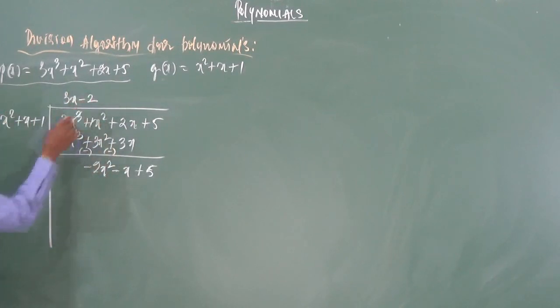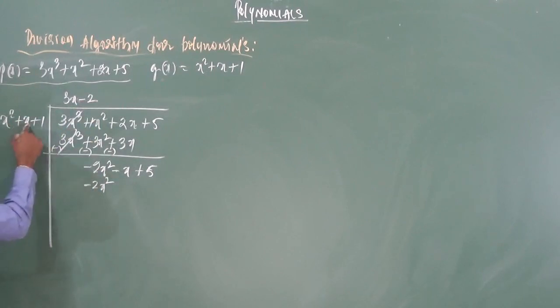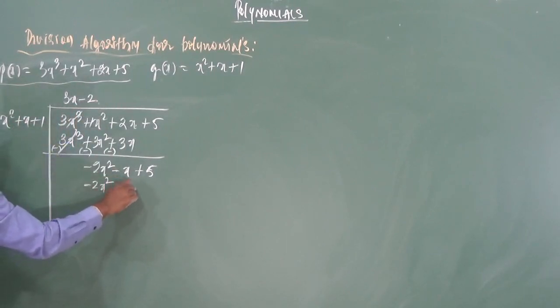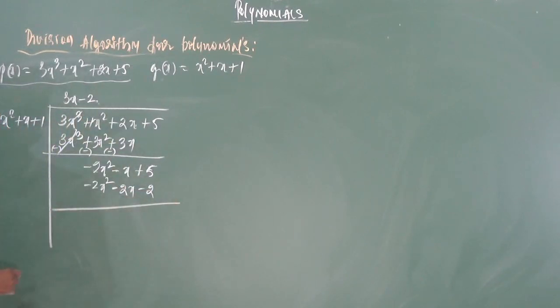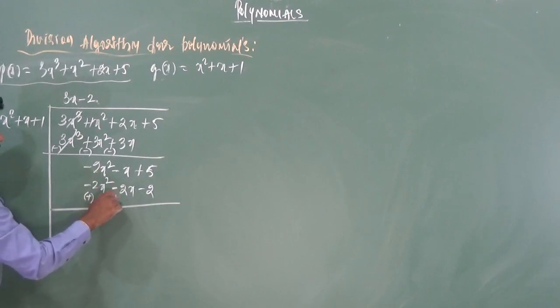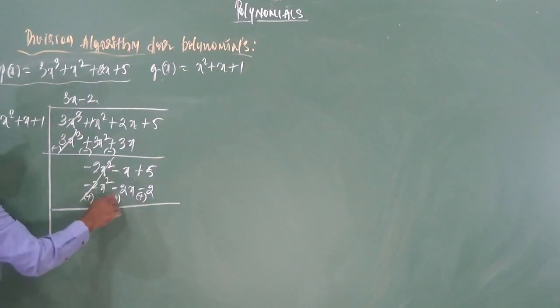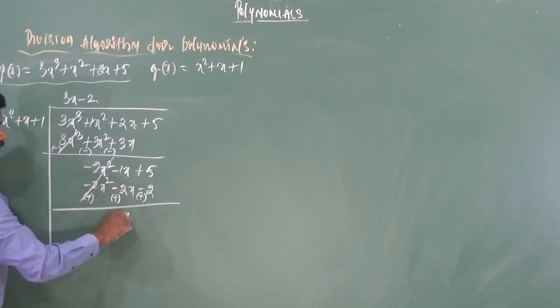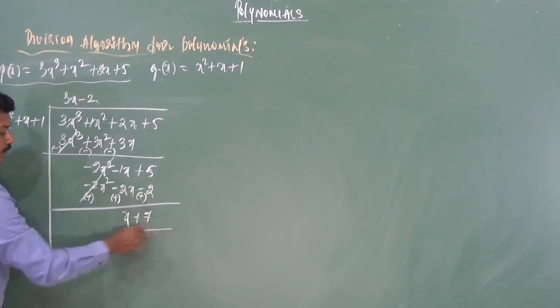It is minus 2. x square into minus 2 is minus 2x square, plus x into minus 2 is minus 2x, plus 1 into minus 2 is minus 2. Okay, we'll subtract this from this. So sign changes. Minus becomes plus and this minus becomes plus. We'll cancel the first terms. Plus 2x minus 1x is x, plus 2 plus 5, that is plus 7.